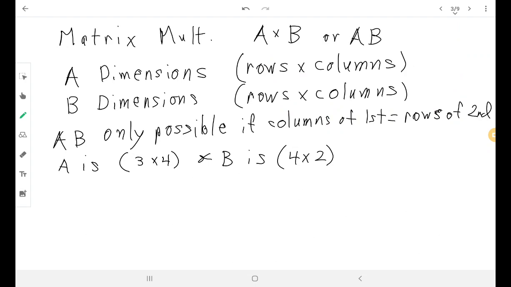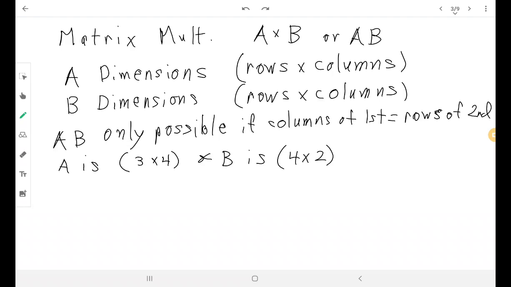Okay? So matrix multiplication looks like A cross B, or just AB for 2 matrices, A and B. And if we have matrix A and B with their dimensions written out, and the dimensions are really important here, we have rows by columns for each one. So the multiplication A times B is only possible if the columns in the first matrix equal the rows in the second matrix.